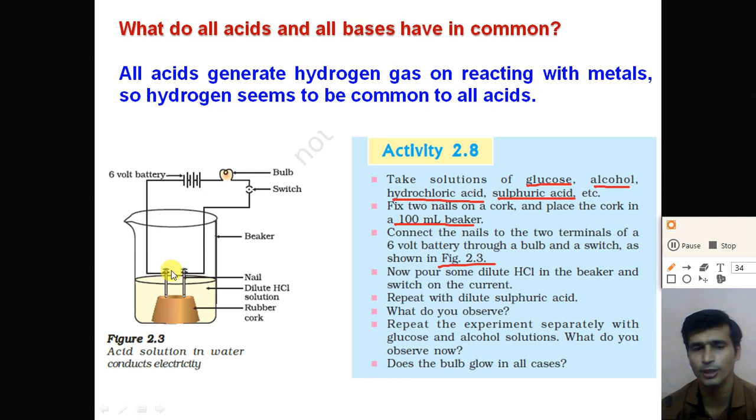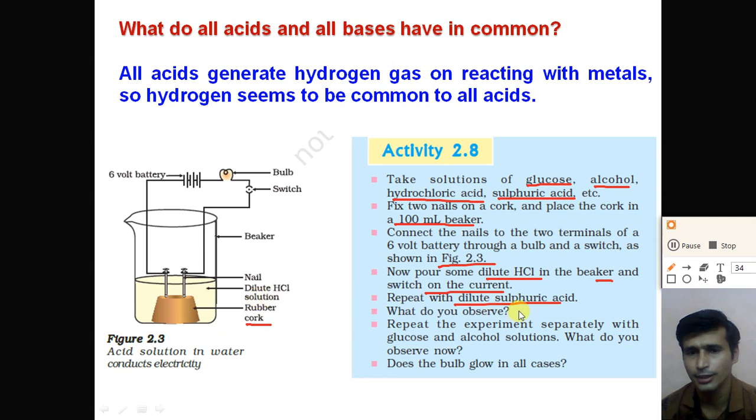Acidic solution in water conducts electricity. So take a rubber cork here. Now fix the two nails in the rubber cork and connect them with the 6-volt battery, the bulb and the switch. Now pour some dilute HCl in the beaker and switch on the electricity. Repeat with dilute sulfuric acid. What do you observe? Put some dilute HCl in the beaker and switch on. You can observe that the bulb glows.